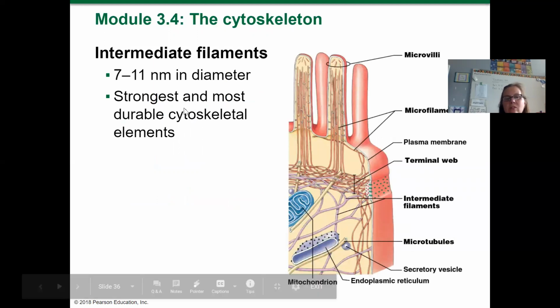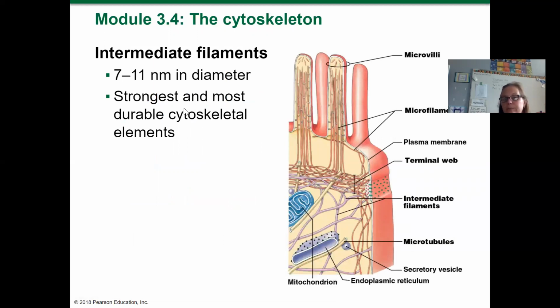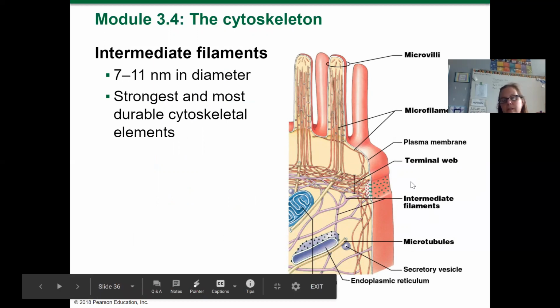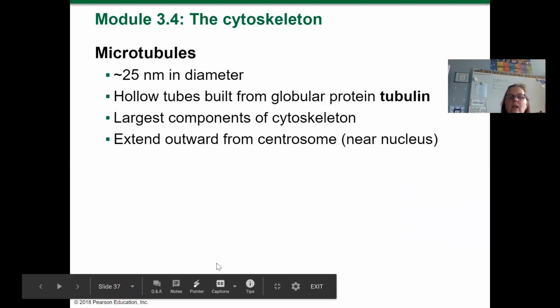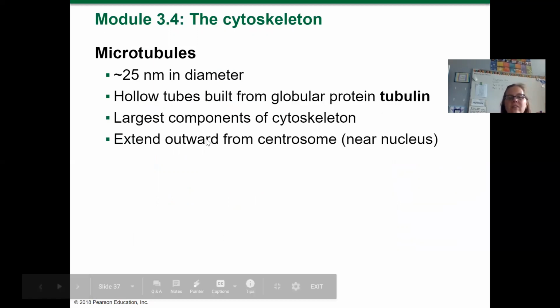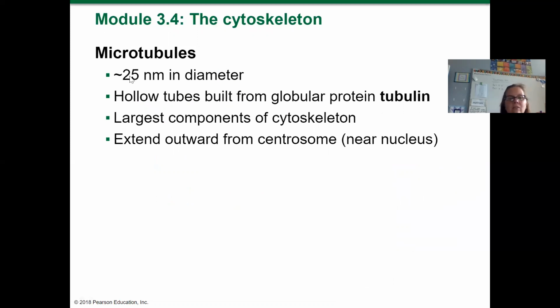Intermediate filaments, these are the strongest and most durable. You can see some examples right here. And then microtubules, these are just kind of like they sound, they're hollow tubes, and they're built from tubulin. These are the largest component of the cytoskeleton, and they do play a part in cell division. So there's some that extend outward from the centrosome.